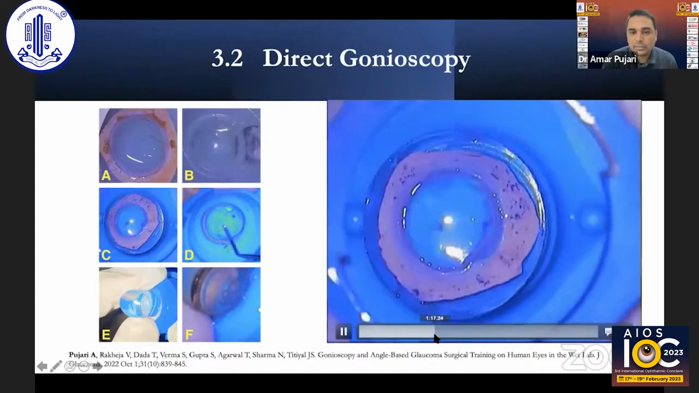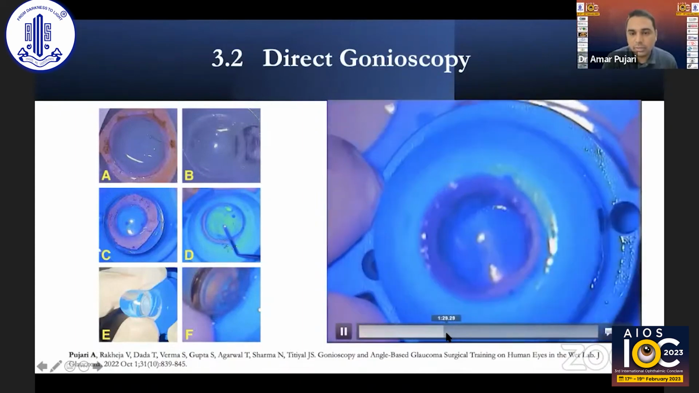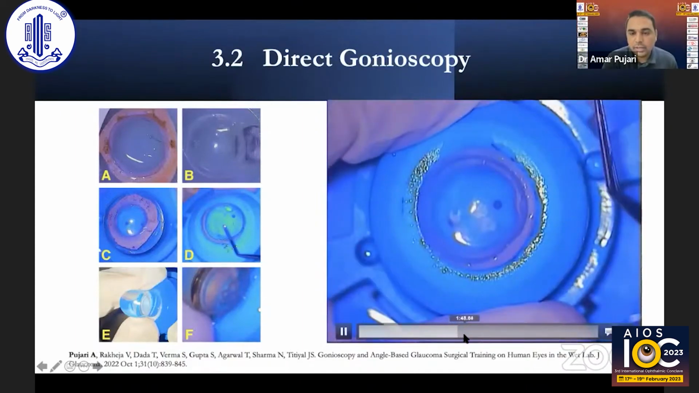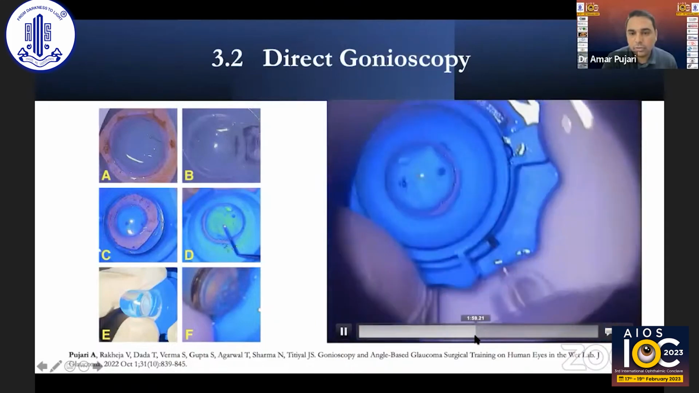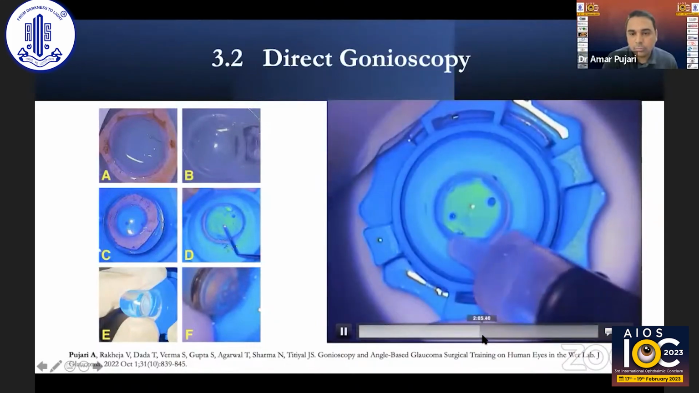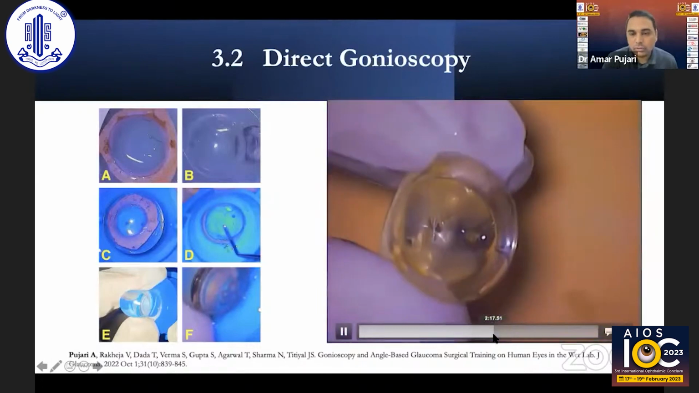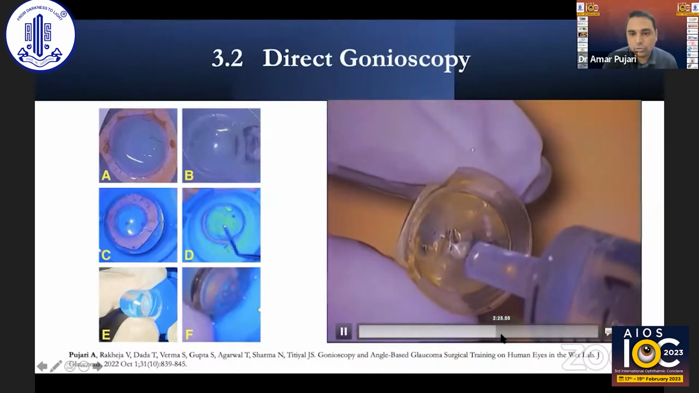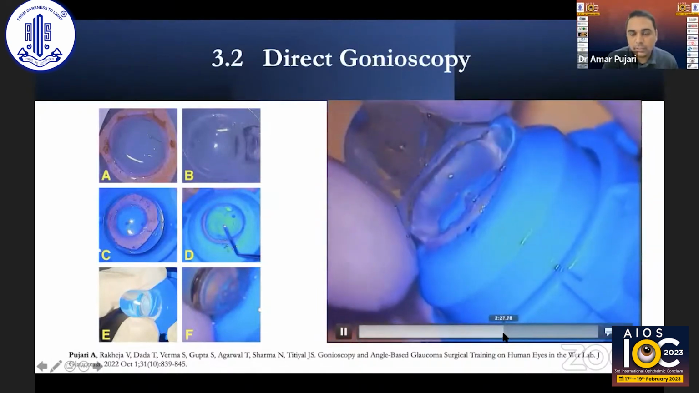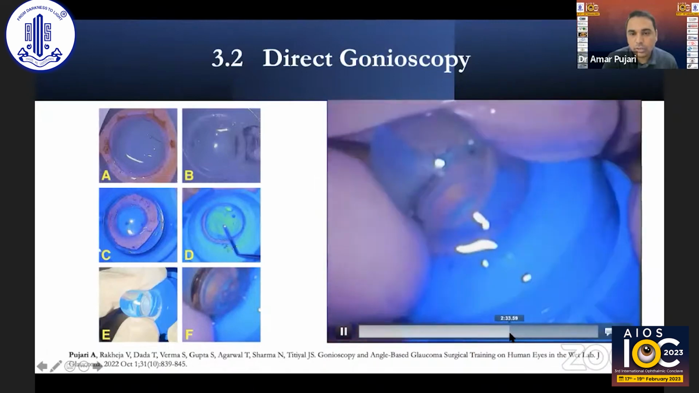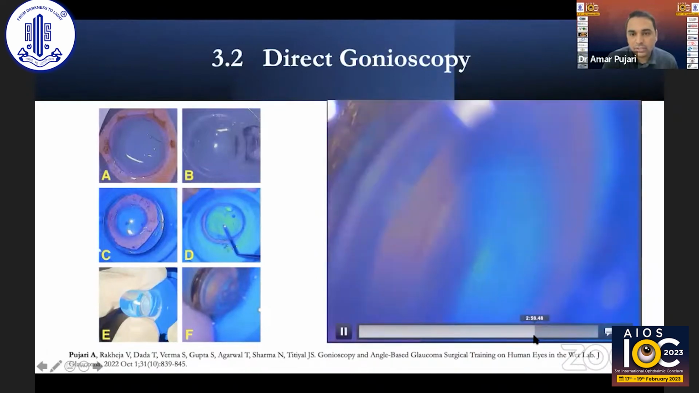After that, we transplant this onto an artificial chamber, right? Whatever air is there in the anterior chamber, we replace using fluid through an inlet. And this module is now ready for gonioscopy examination. So this is indirect gonioscopy. After coupling the gonioscope onto the cornea, you can see we can visualize the angle structures here.